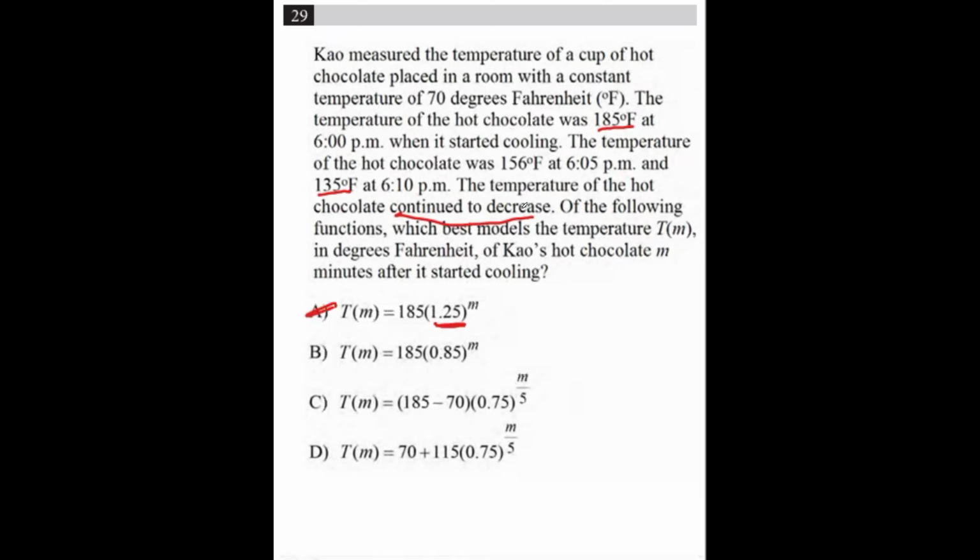And then the second thing we know is that the initial temperature is 185, so that means when M is equal to 0, the equation should equal 185. So in this case, when M is 0, anything to the power of 0 is 1, so this would be 185. That's fine. This would be 185 minus 70 times 1, which is not 185. And then this would just be 1 times 115 plus 70, which is 185.